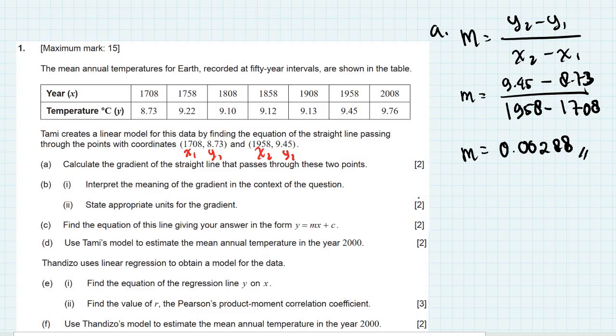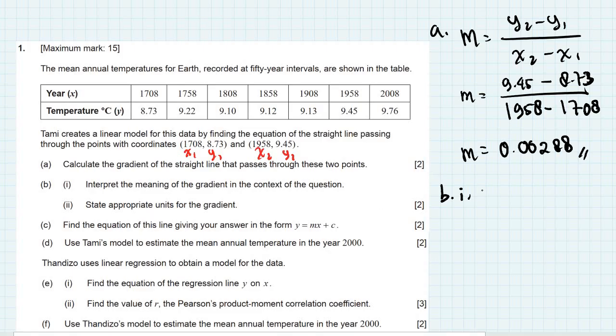Answer for B. Question B. We have to interpret the meaning of the gradient in the context of the question. Now, as we know, this is talking about the temperature over the year, and then the gradient here represents the rise of the temperature, the average rise of temperature every year. So each year the temperature goes up by 0.00288 degrees Celsius.